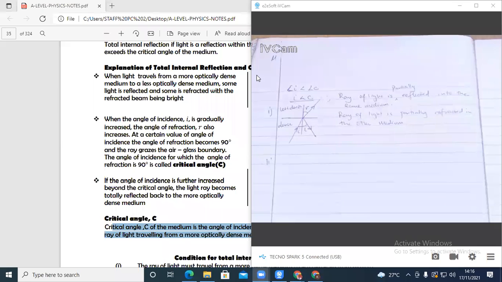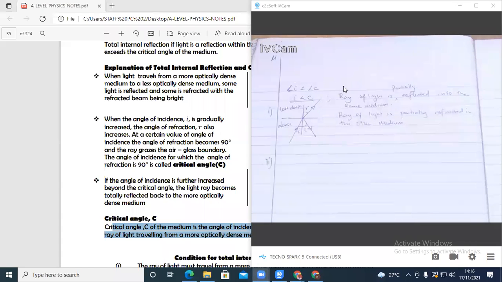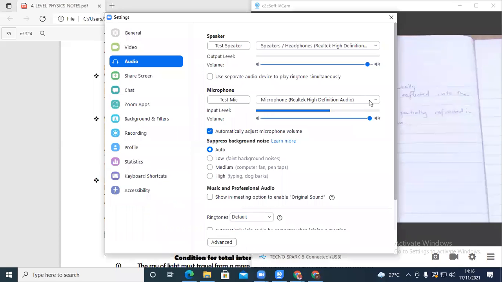Members, can you hear me? Yes. Emma, please increase your microphone and your speaker. That's when you'll be able to hear me. Otherwise, I'm loud and clear. Everyone can hear me very well.